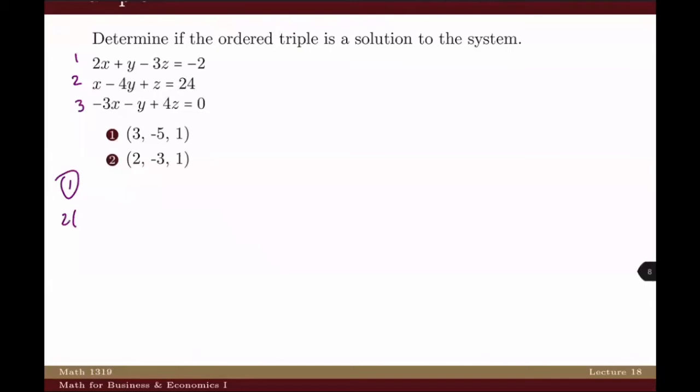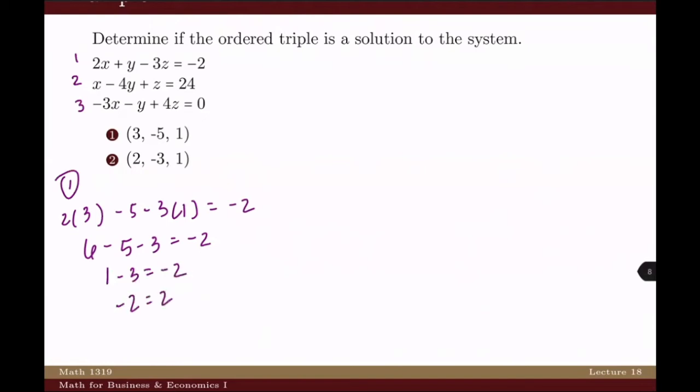So it's going to be 2 times 3 minus 5 minus 3 times 1 equals negative 2. So it's going to be 6 minus 5 minus 3 equals negative 2. And then 6 minus 5 is 1. And then 1 minus 3 is negative 2. So negative 2 equals negative 2, so it works for the first one.